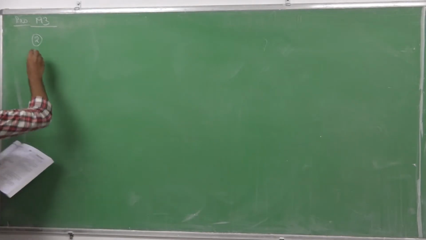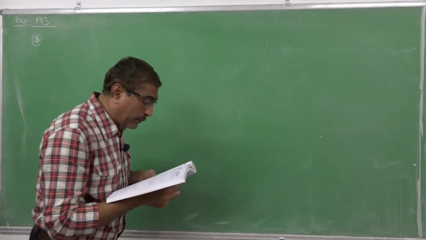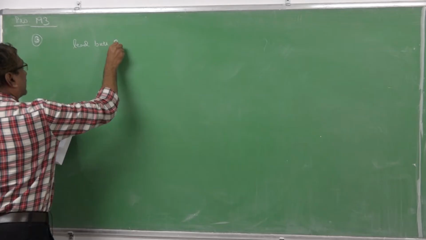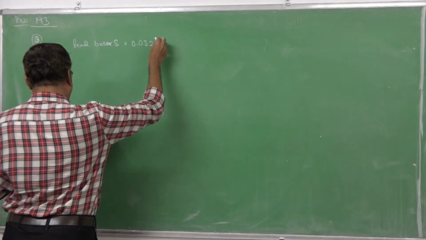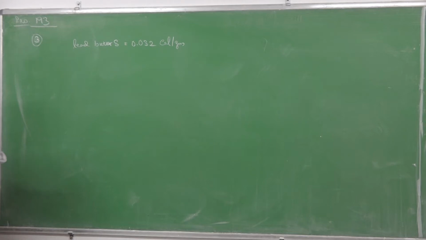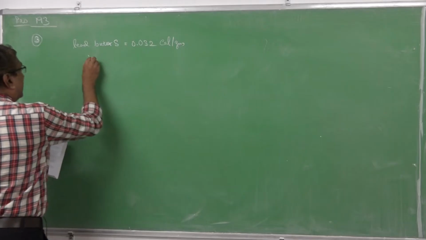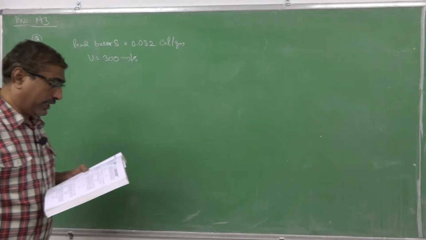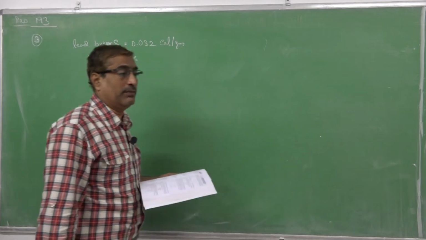Next, third one. A lead bullet of specific heat s equal to 0.032 calorie per gram is completely stopped when it strikes a target with a velocity 300 meter per second. The heat generated is equally shared by the bullet and target. The rise in the temperature of the bullet is?